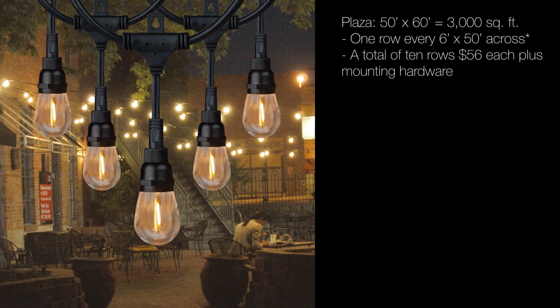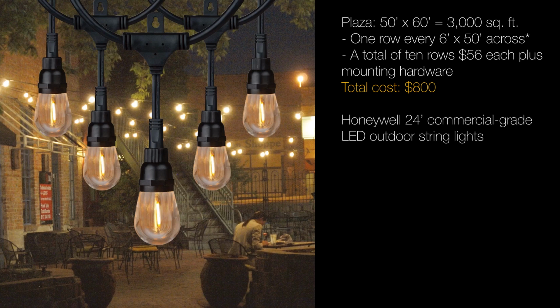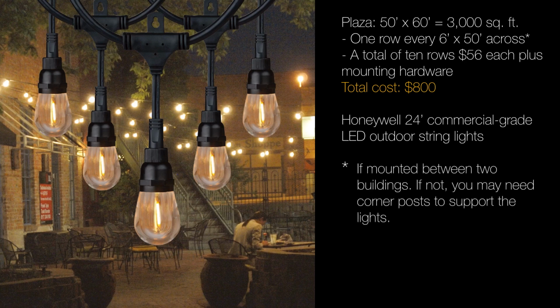It's $56 for these lights, and they're made for outdoor. Plus you have mounting hardware, you know, because you might have your plaza between 2 buildings. So the total cost of lighting is like $800, including the hardware. And so these are Honeywell that you see in the picture, 24 foot long. So you'd have 2 strings tied together. They're commercial grade. Those are LED bulbs, by the way. So they'll last like 30,000 hours. It's really cool. And there you go.